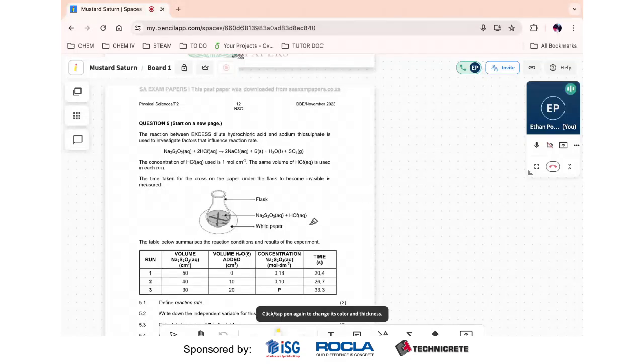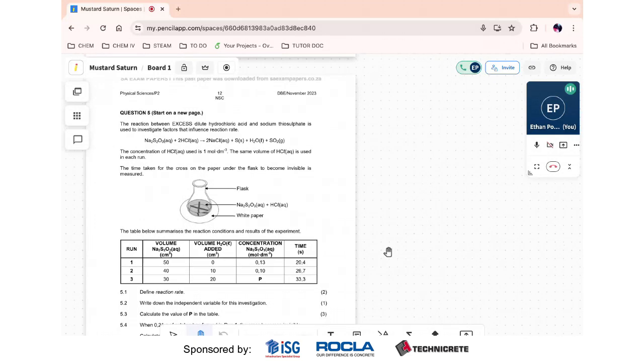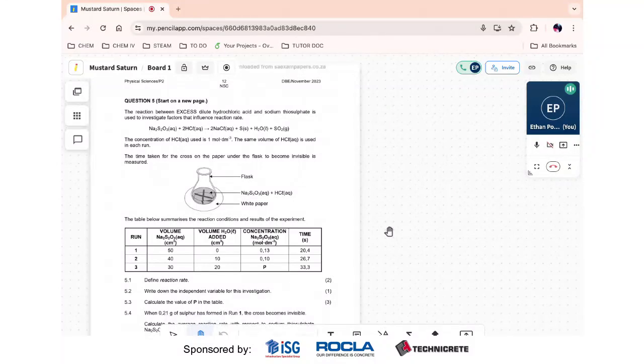Hey everyone, we are continuing with Physical Sciences, Grade 12, November 2023, Paper 2. That's chemistry. We've already covered the first four questions in previous videos, and now we're going to look at question 5. So, diving right into it, question 5 has got a bit of preamble here that we've got to read.